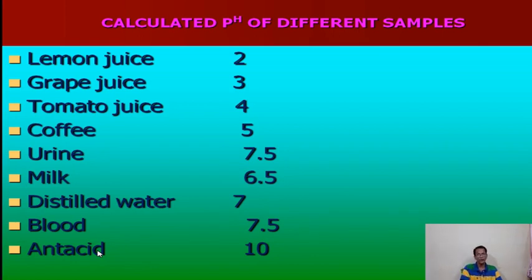Antacids we use for indigestion, like Gelusil, Digene, are called antacids. Their pH value, if you prepare the solution, is generally a maximum of 10. 10 means not highly basic, but moderately basic. We can say it is weakly basic also. Not too weak, but it is basic.